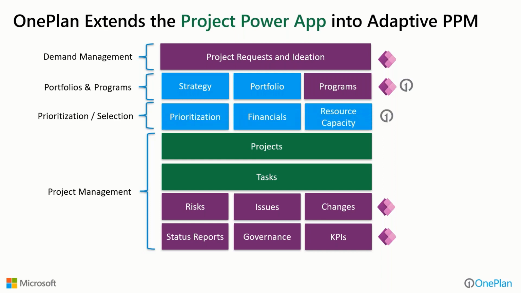And then in the portfolio management realm, some folks want to do what-if scenarios and maybe do prioritization by a variety of different methods, maybe more detailed financial management with detailed cost categories and time phasing, and maybe even resource capacity planning to understand what we need generically and also from specifically named individuals across our organization. So those are capabilities that are provided here by OnePlan into the Power App.